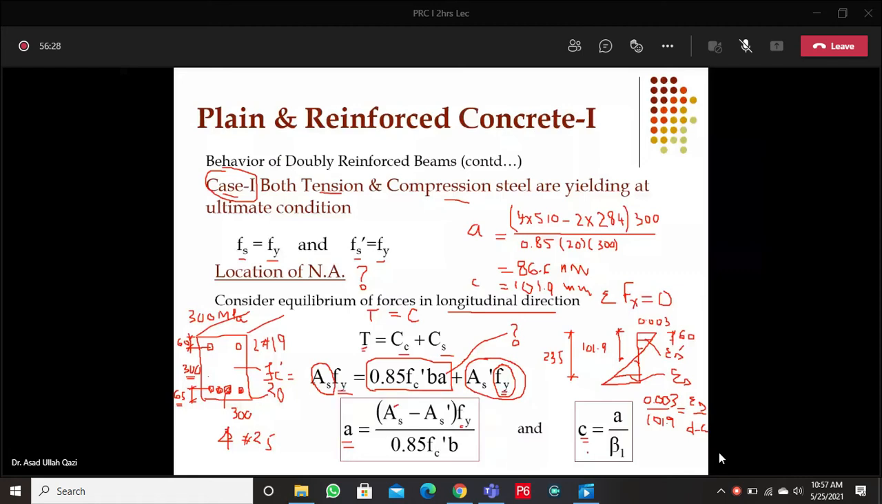So this a and c should validate my assumption that my tension steel is above or equal to yield, and my compression steel should also be at or above yield, because I started with this assumption that both are at yield. So d was 235 minus c, which is 101.9. So can you give me epsilon s? 0.0039.